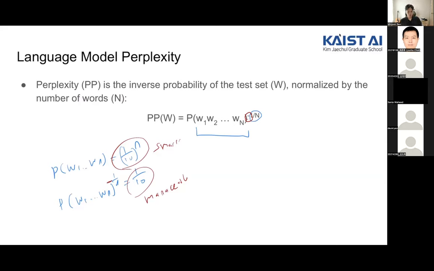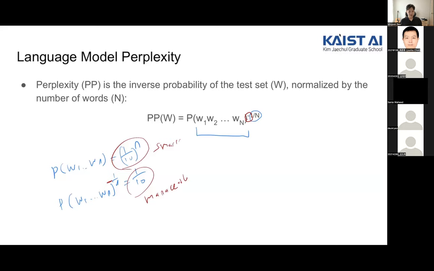So you can interpret the perplexity as whether a certain model on average predicts that each word in the test set is one in that perplexity. Here, it's 10, right? So it's 1 in 10. The probability of each word in the test set is 1 in 10. So you can interpret perplexity that way.